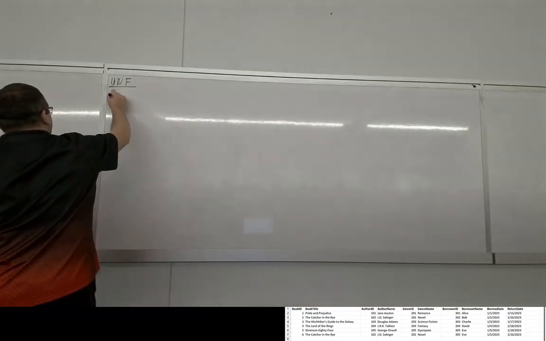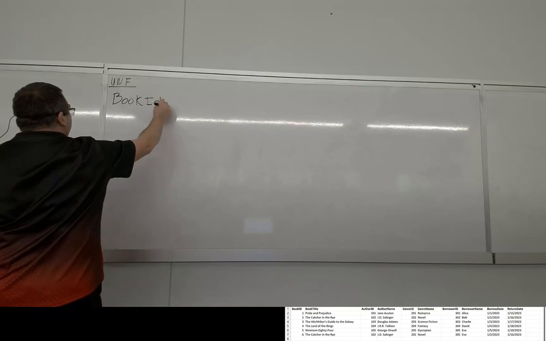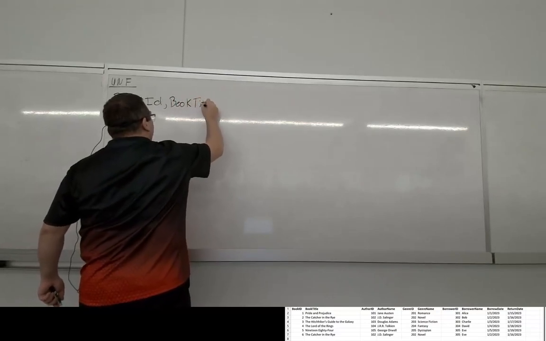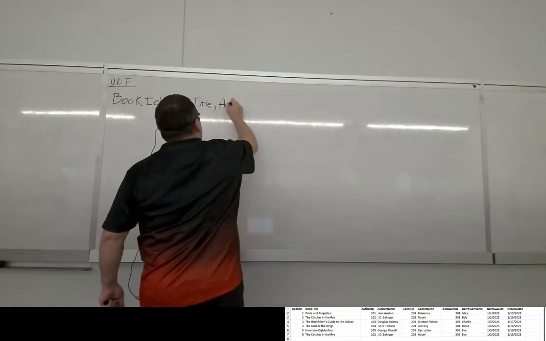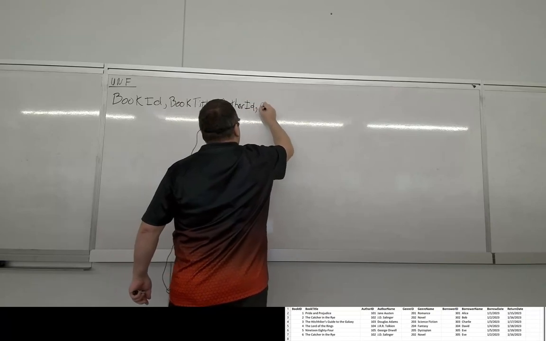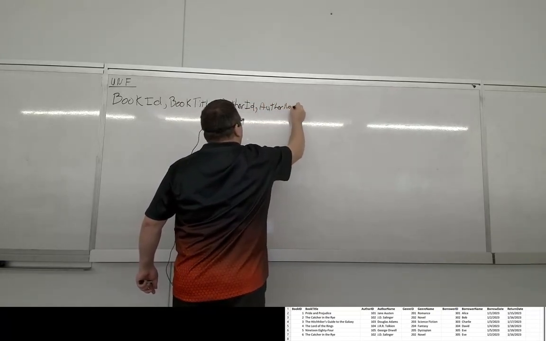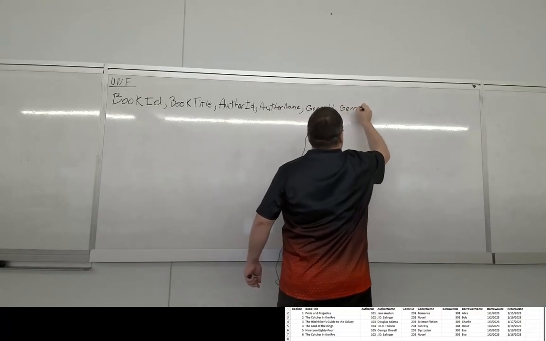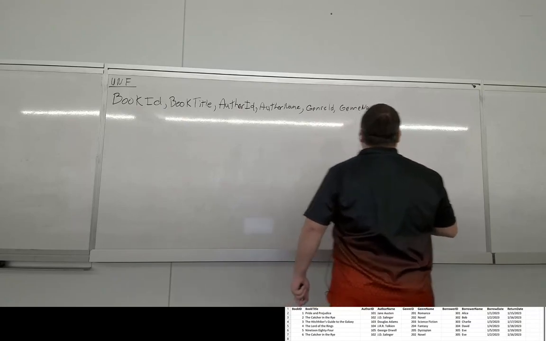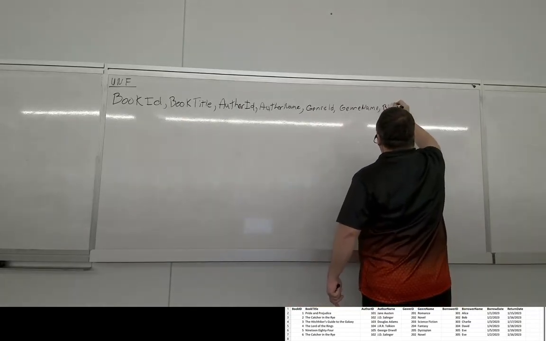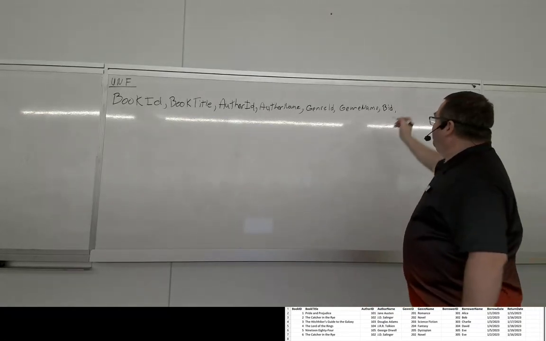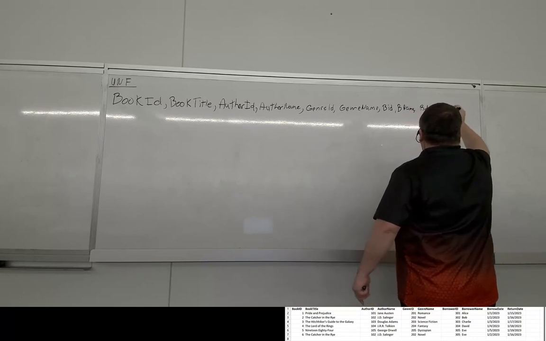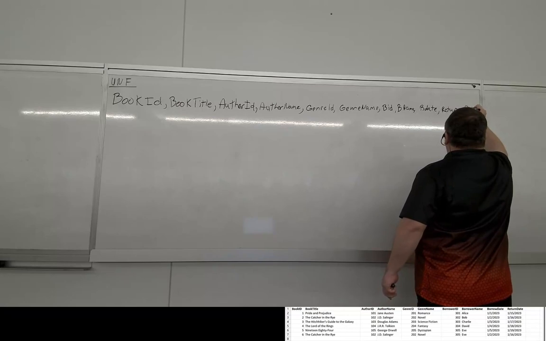Okay. We've got book ID, book title. Oh, hey, yeah, you read it out to me. Author ID, author name, genre ID, genre name, right? Okay. Okay, I'm going to simplify that one to just B because I'm running out of room. Okay, borrow name, B name, B date, return date. Is that the last one?